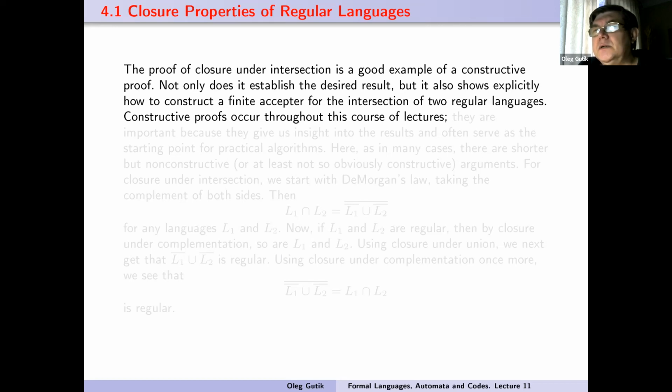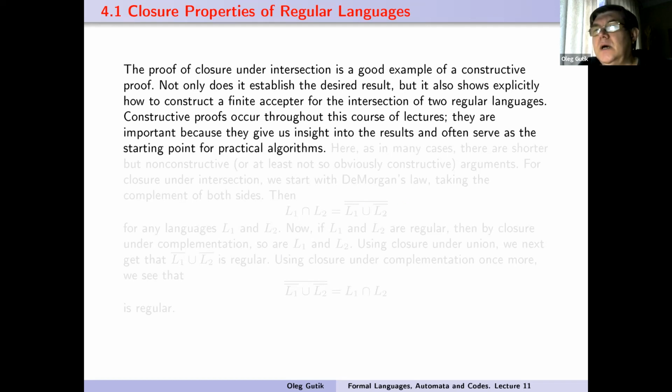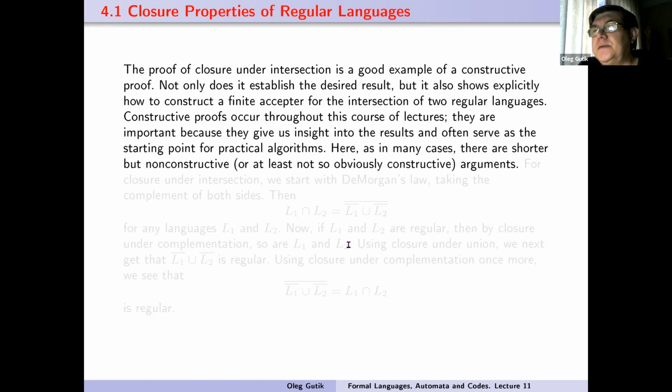Constructive proofs occur throughout this course of lectures. They are important because they give us insight into the result and often serve as a starting point for practical algorithms. Here, as in many cases, there are shorter but non-constructive, or at least not so obviously constructive, arguments.